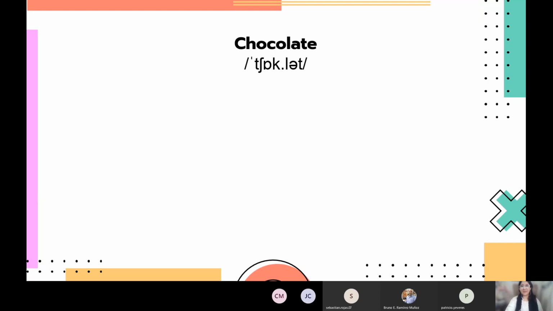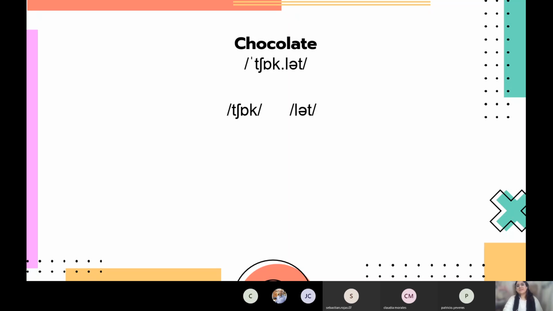So now we have the word chocolate. How many syllables does this word have? Two. Exactly, it has two syllables. It's divided into choc and late.